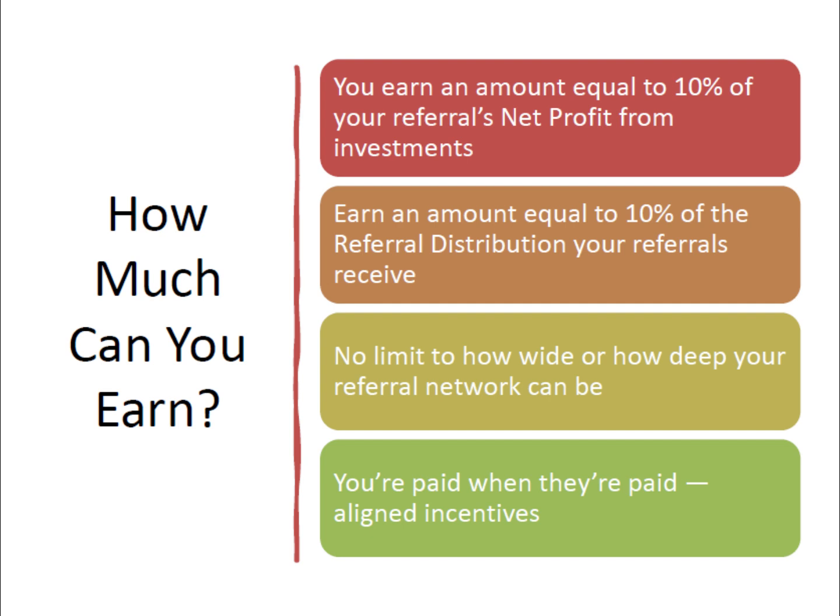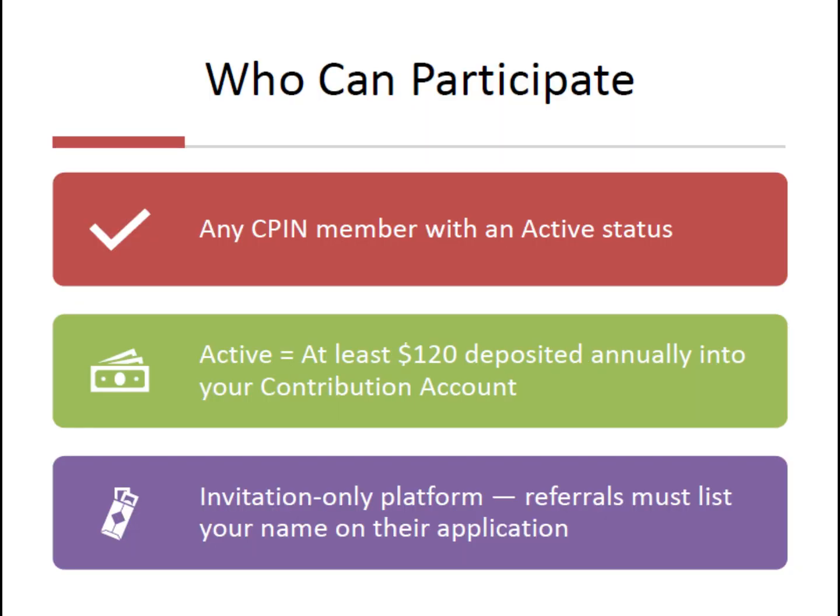Makes sense. So who's eligible to do this referring? What are the actual requirements? You need to be an active CPIN member yourself. And what does active mean in this context? It means you've deposited at least $120 into your contribution account over the year, annually. Okay, $120 a year minimum. And because CPIN is invitation only, the person you refer must put your name down on their application form. That's how they link it back to you.